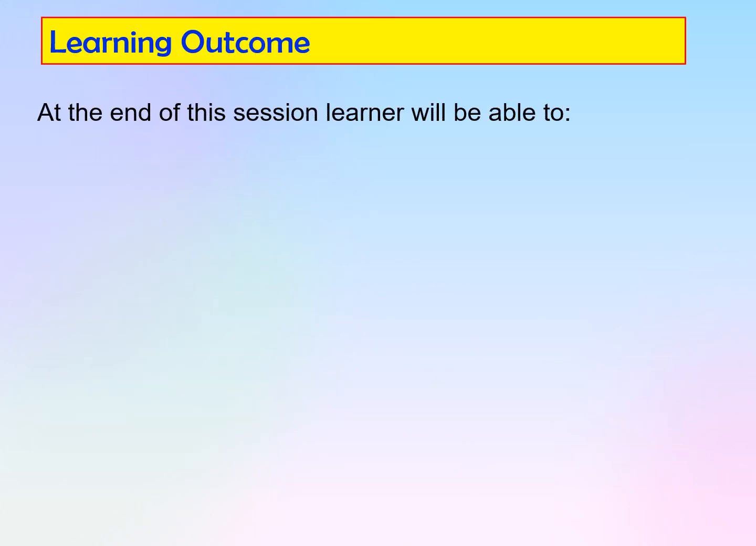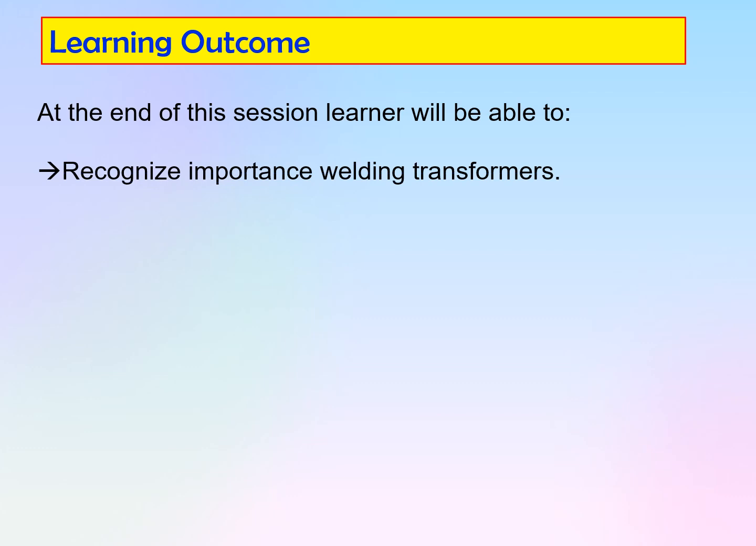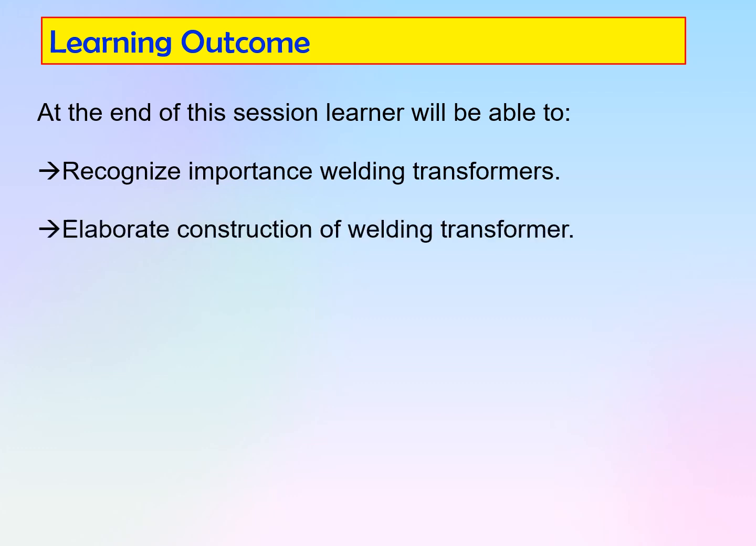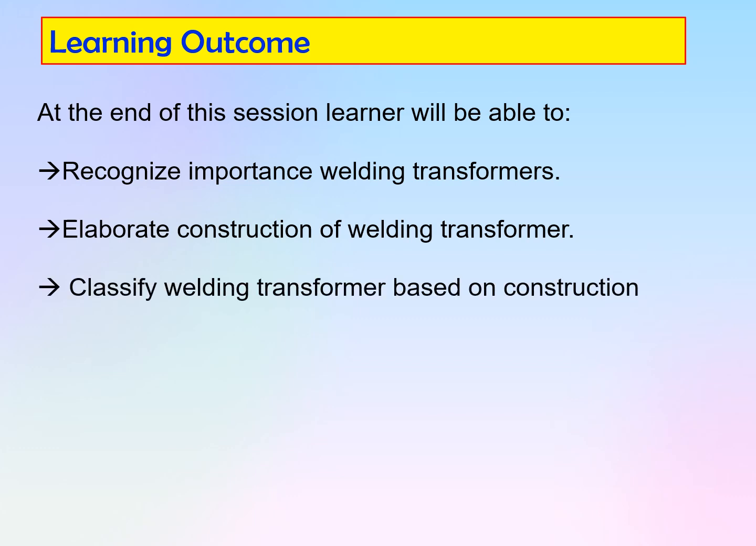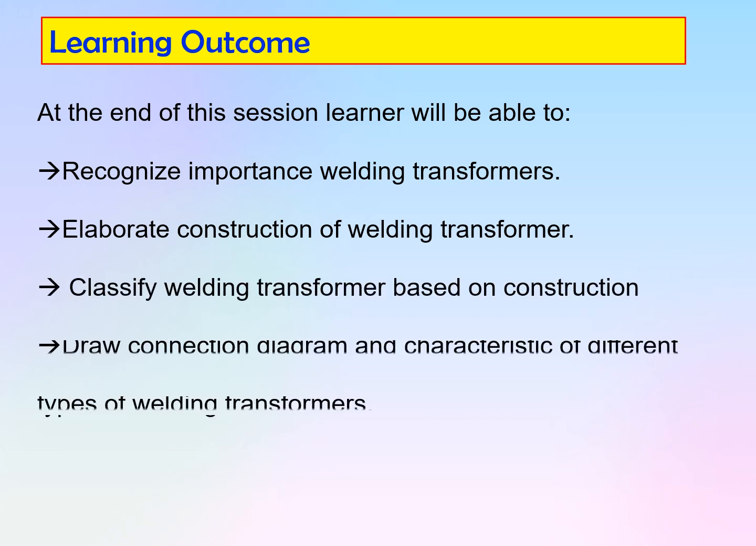The learning outcomes of today's session are: at the end of this session, the learner will be able to recognize the importance of welding transformer, elaborate the construction of welding transformer, classify the welding transformer based on the construction, and draw the connection diagram and characteristics of different types of welding transformer.